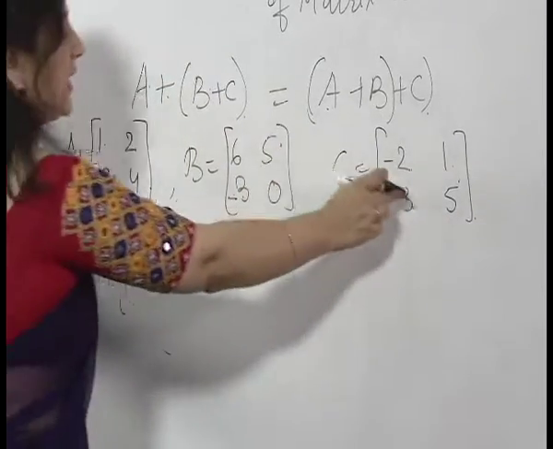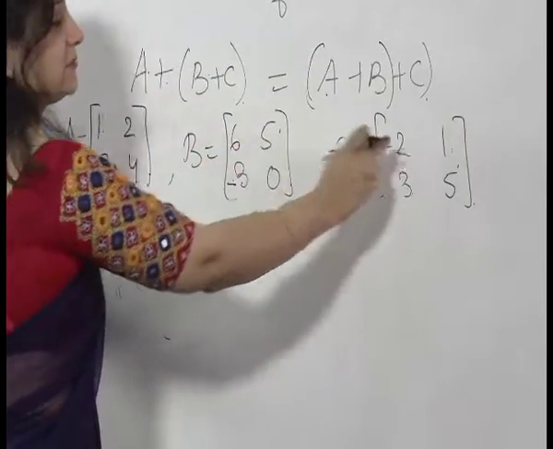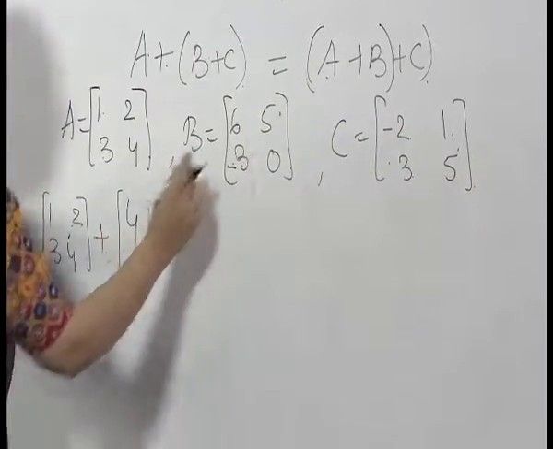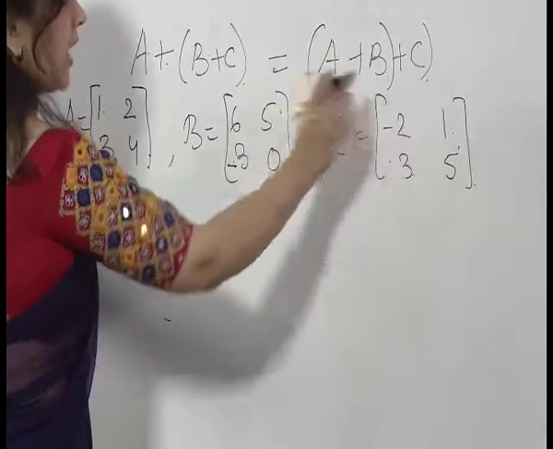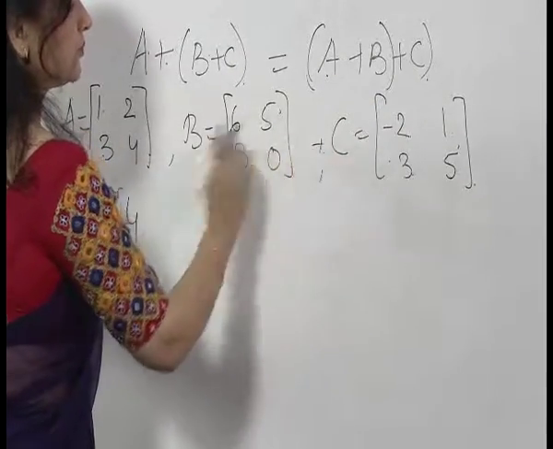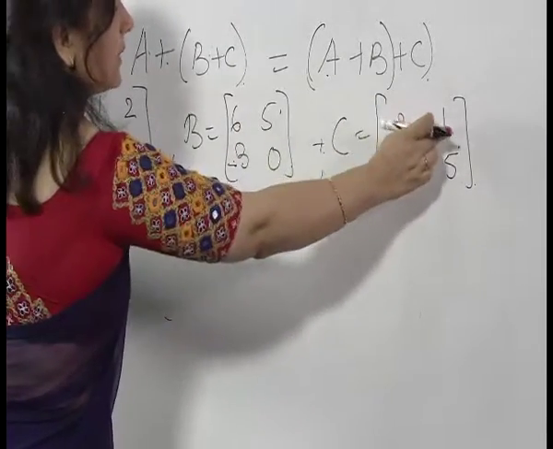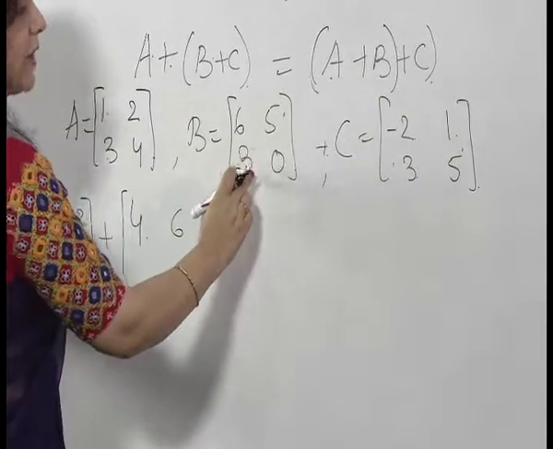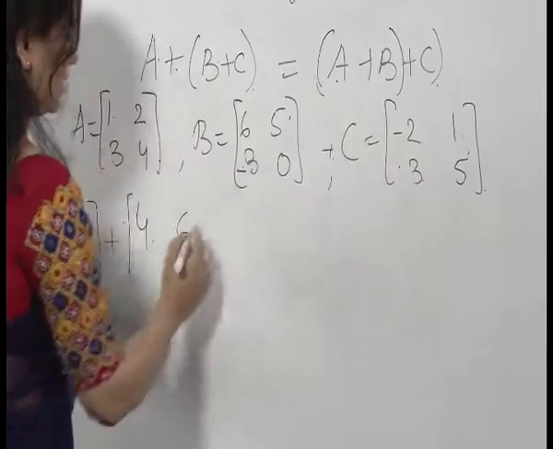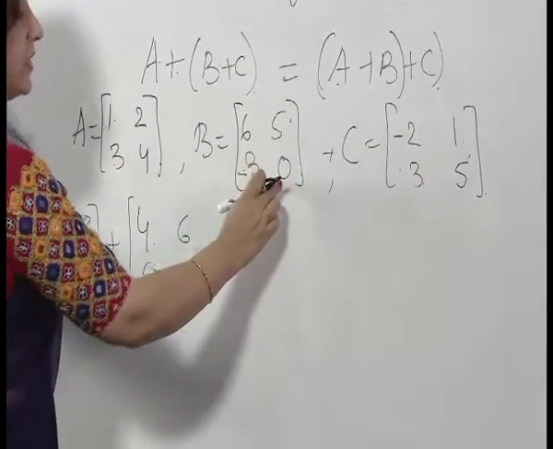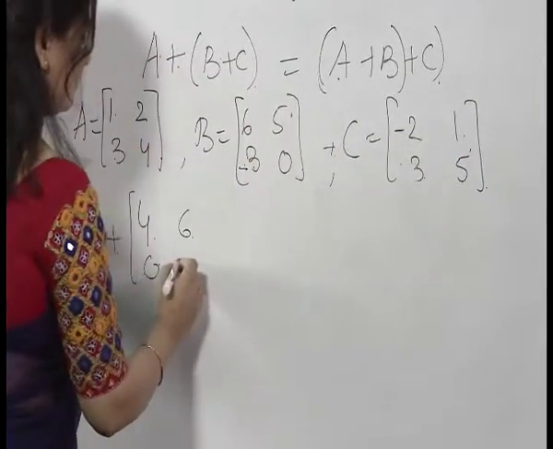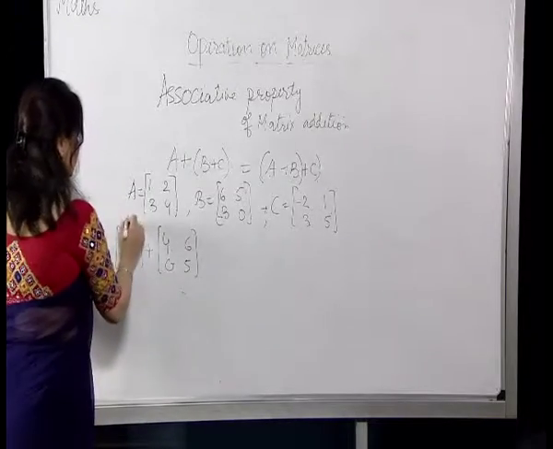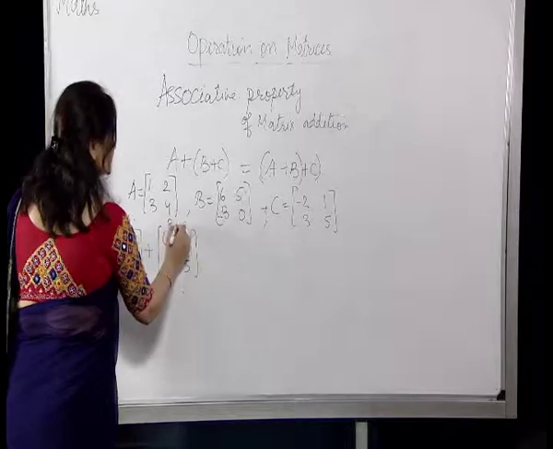Now if I add B and C, what is 6 minus 2? 4. 5, I am adding the 2, 5 plus 1, 6. This is minus 3, minus 3 plus 3, 0. 0 plus 5, 5. Now this is A, this is B plus C.